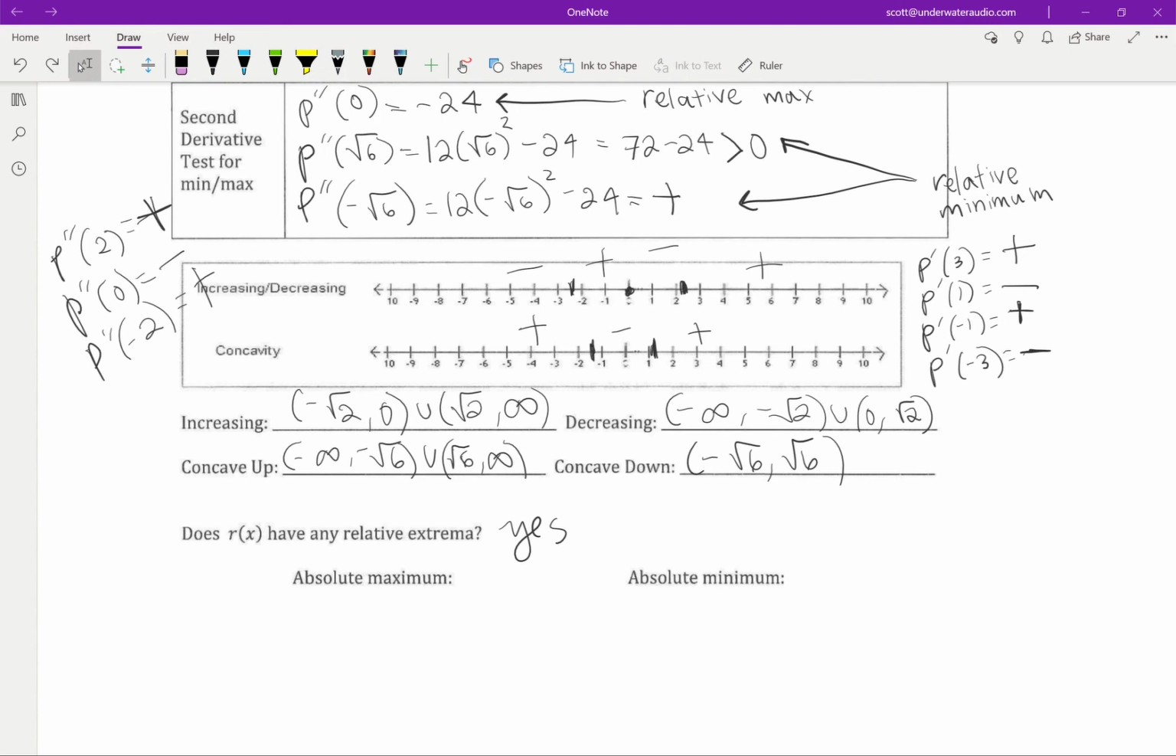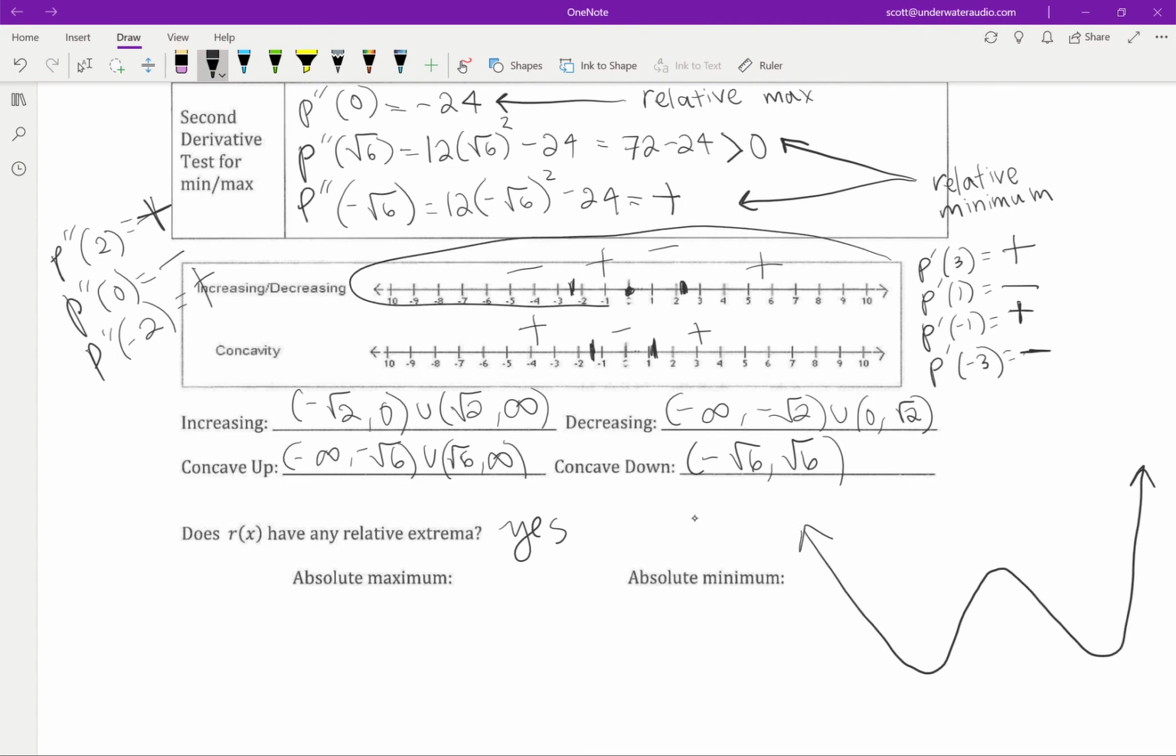And I know it's decreasing from negative infinity to negative square root 2. And then it decreases. Oh, do I have this backwards? I totally do. My bad. Let me say it again, my words and my pen didn't match. So it starts by decreasing, then it increases, and then it decreases again, and then it increases. And I'm just using this little bit right here to draw that picture.